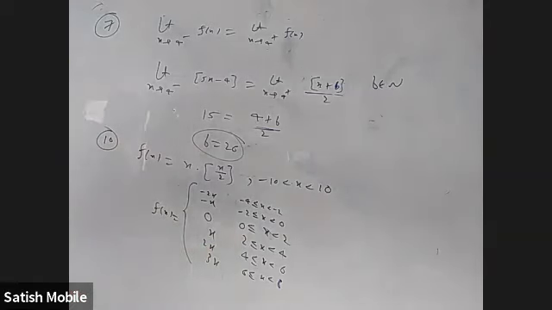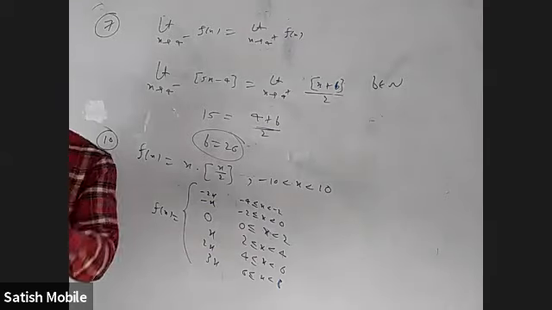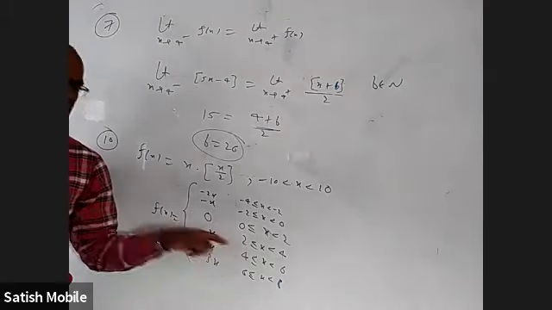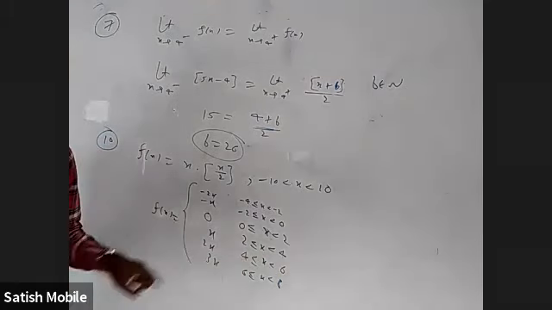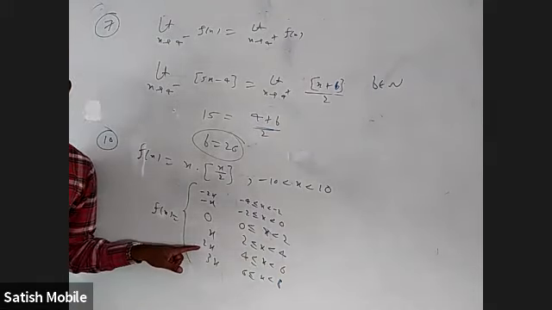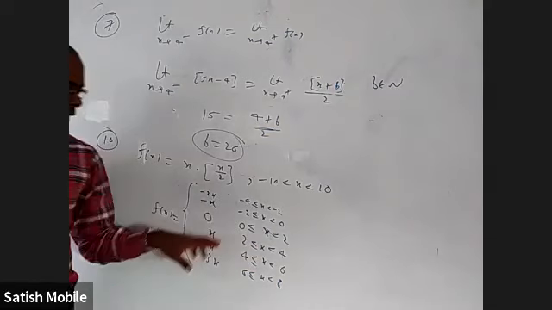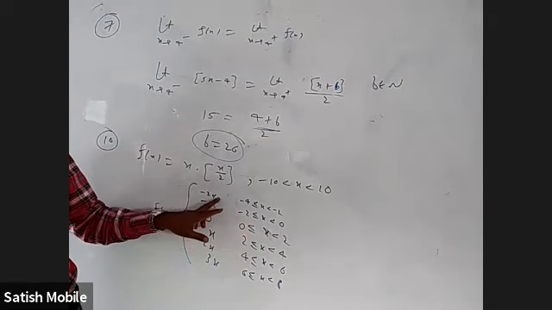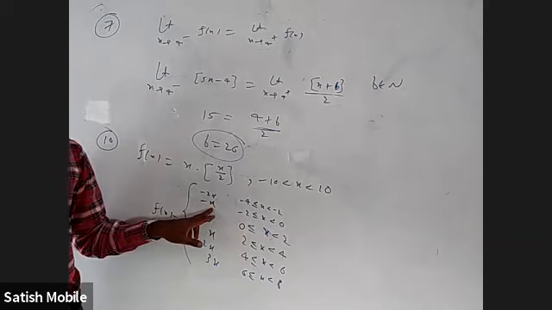Now, if at all you have to check continuity, where the definition is changing, you have to check there only. Obviously, at 4, it is not continuous because left limit at 4 is 4, right limit at 4 will be 8 because the function is changing. At 6 also, it is not continuous because this is 12 and this is 18. At minus 2, it's not continuous because this is 4 and this is 2.